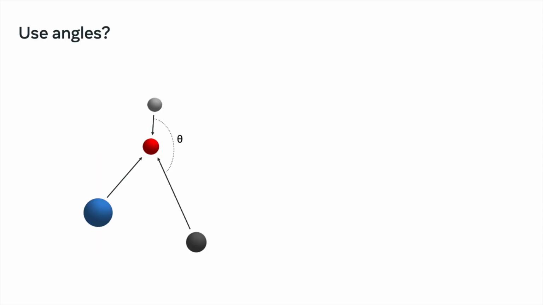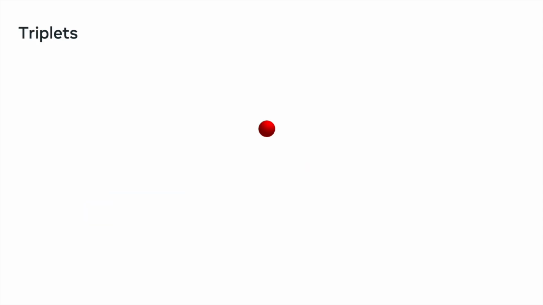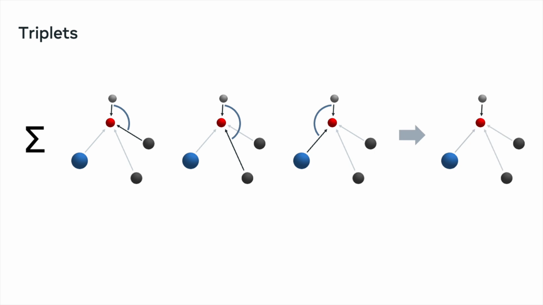So one of the most popular papers that uses this angular information is called DimeNet. And what they did is they created triplets of atoms, where one of the atoms would be the target atom, and the other two would be a pair from the neighboring atoms. And each of these triplets would have an embedding that it would compute from the angular information. And then when it wanted to update the edge information, it would sum up all of the triplets corresponding to that edge and use that as an input to update the edge embedding as well.